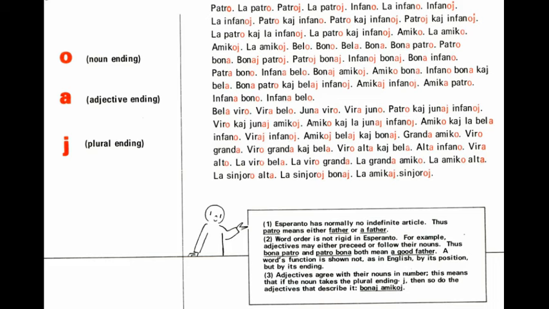Bello, beauty. Bono, goodness. Bella, beautiful. Bona, good. Bona patro, a good father. Patro bona, a good father. You will notice that word order in English and in Esperanto are not necessarily the same. Bona patro and patro bona both mean a good father.